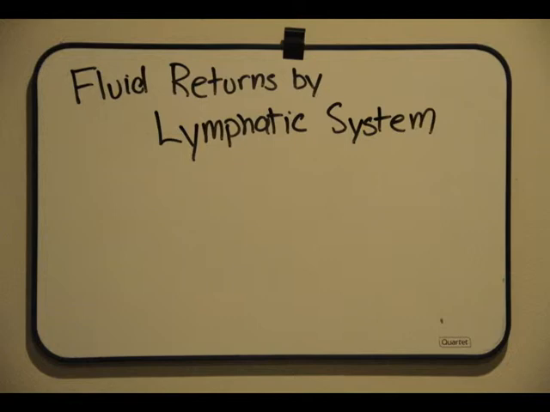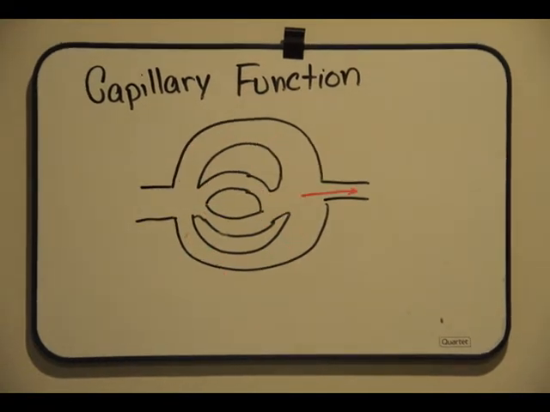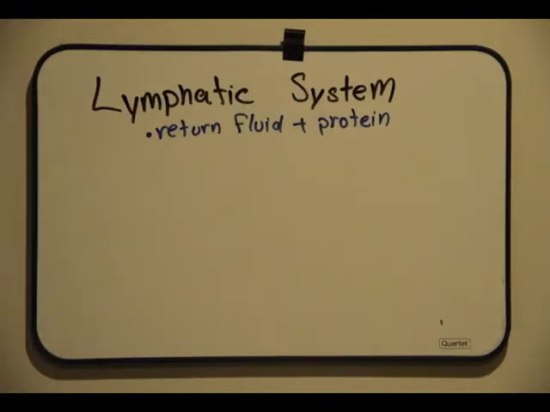Fluid returns by lymphatic system. Background information. The capillaries will lead to certain blood loss and blood proteins. These lost substances return to the blood by the lymphatic system, which is a system that is separate from the circulatory system and is used to return fluids and proteins to the blood.